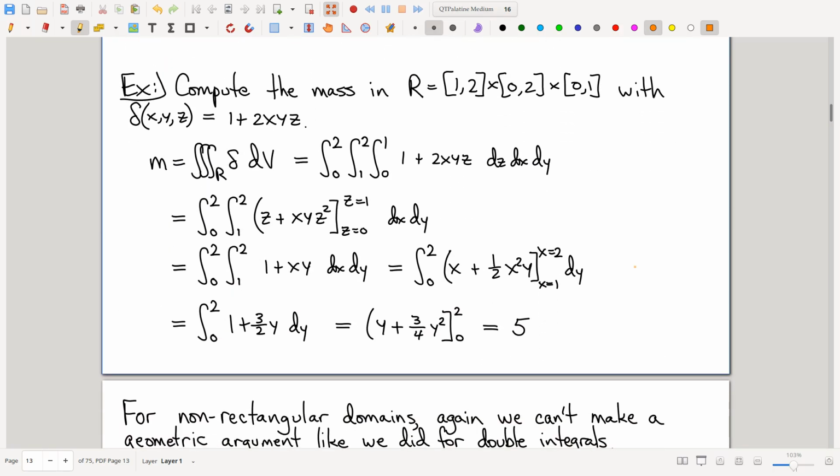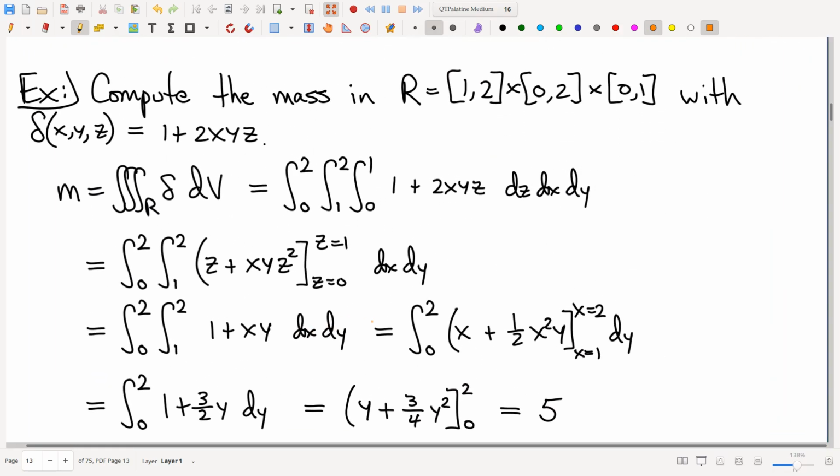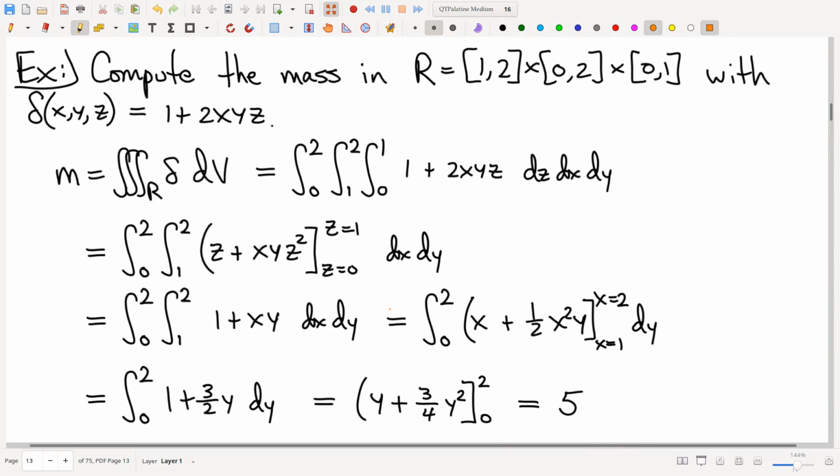Y'all will probably recognize this first example. Not that we've seen it before, but we've seen something morally equivalent. Right, our first example with double integrals: we had mass distributed over a two-dimensional rectangle. Here we have mass distributed over a three-dimensional rectangular box.